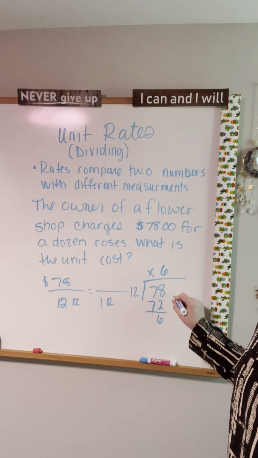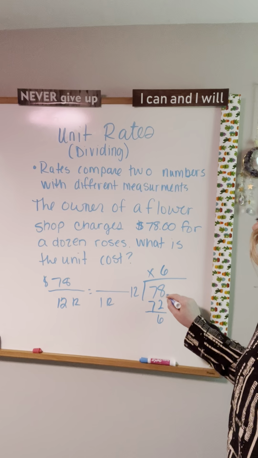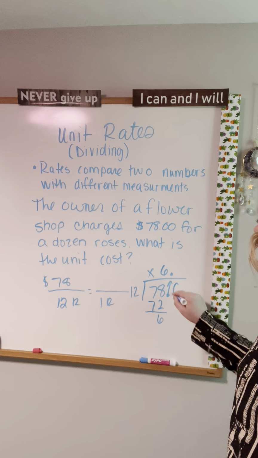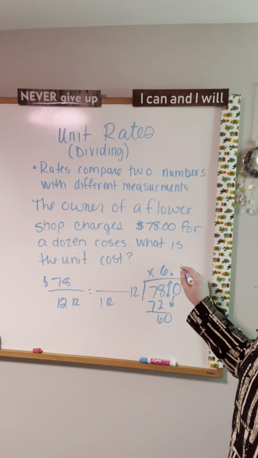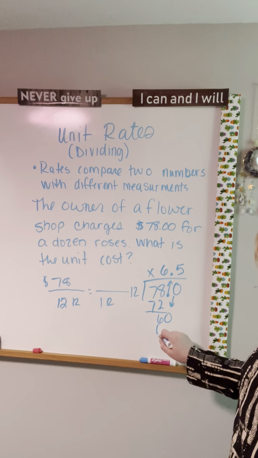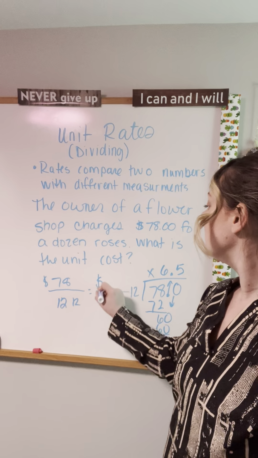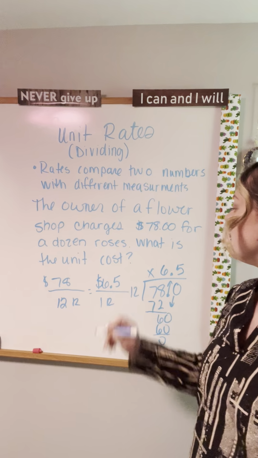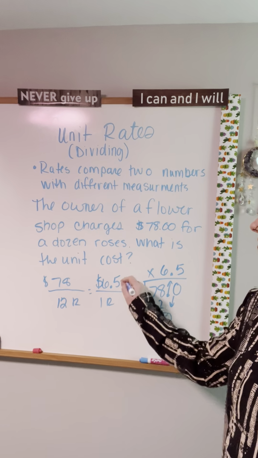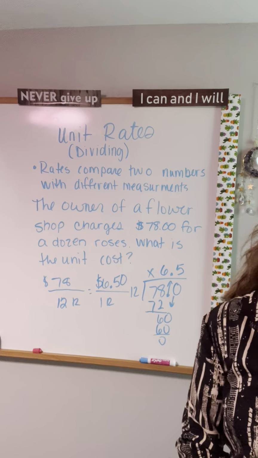I cannot go any further, so I need another 0, so I'm gonna add a decimal, take it to the top, add a 0, bring it down. 12 goes into 60 5 times, and I'm left with 0. Now, 6.5, what does that look like as money? I have to put a 0. If I add a 0, there we go, $6.50.